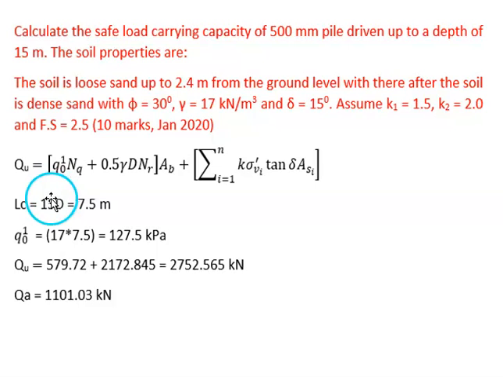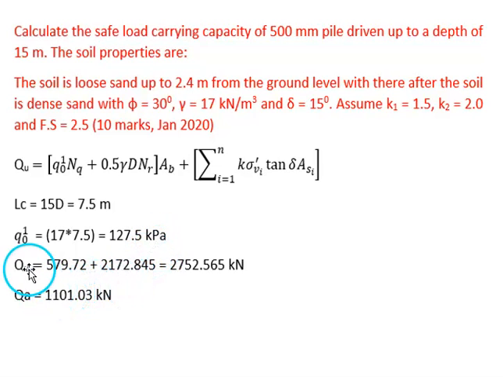So here, since the soil is cohesionless soil, we can take the equation for granular soil. Here we have to calculate the critical depth to estimate the Q0 dash value. Critical depth is taken as 15 times the diameter because the phi value is 30 degrees, so it is coming as 7.5 meter. We have to find the Q0 dash corresponding to 7.5 meter depth. The value is coming as 127.5 kPa.